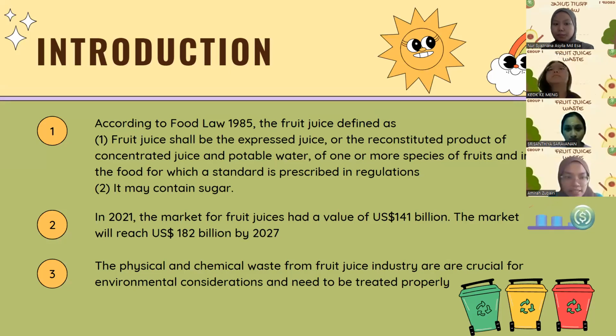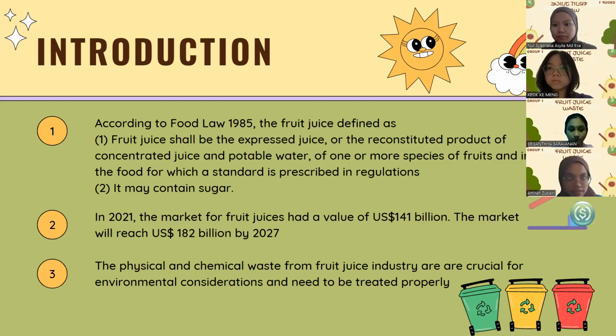Okay, next I will explain about the introduction of fruit juice industry waste. Before that, what is fruit juice? This is the definition of fruit juice according to Food Law 1985. The definition is fruit juice shall be expressed juice or the reconstituted product of concentrated juice and potable water of one or more species of fruits and includes the food for which a standard is prescribed in regulation. And number two is the fruit juice also may contain sugar.